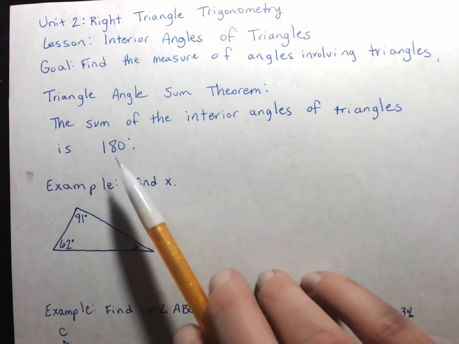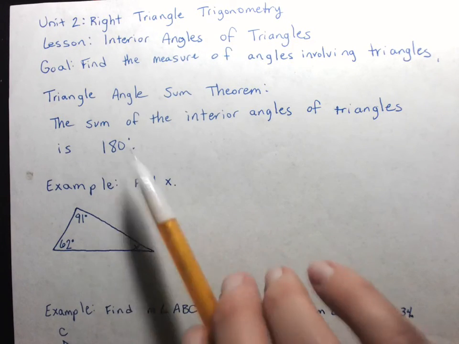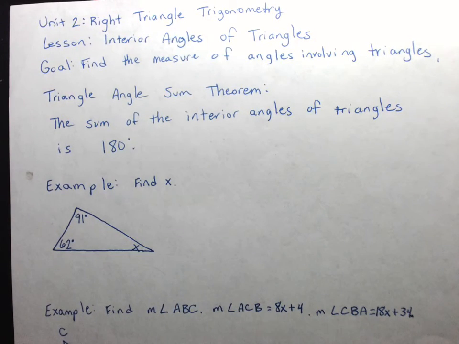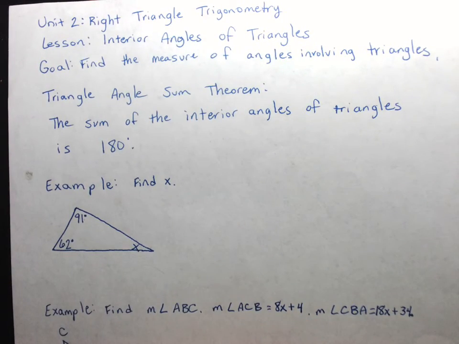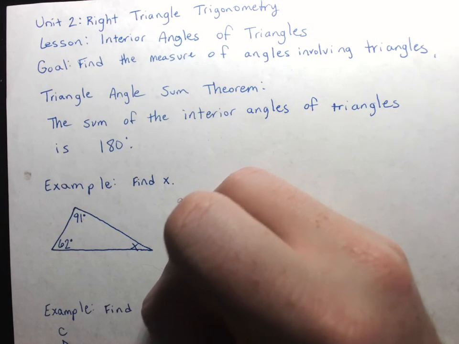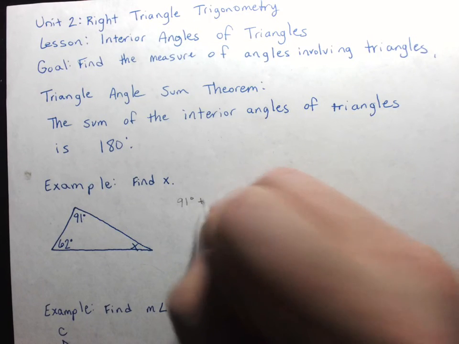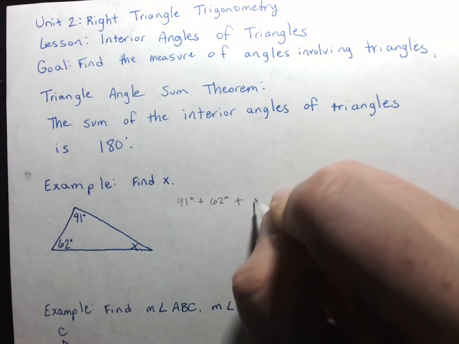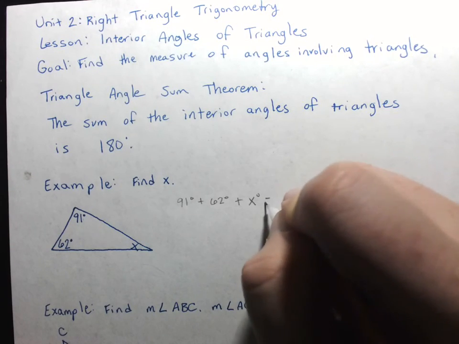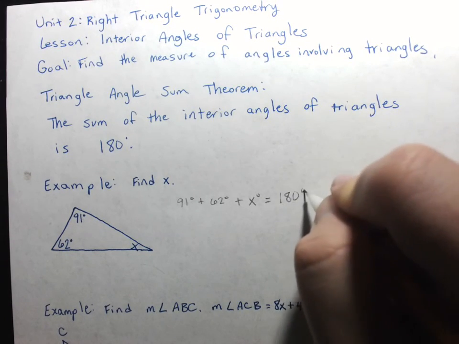Let's remember that the sum of the interior angles of triangles is 180 degrees. You probably remember that from probably 5th grade. But what that means is if I add these three angles together, they will equal 180 degrees. So if I start with 91 degrees and I add that to 62 degrees and then x degrees, that will equal 180 degrees.